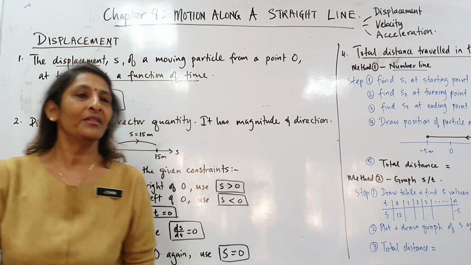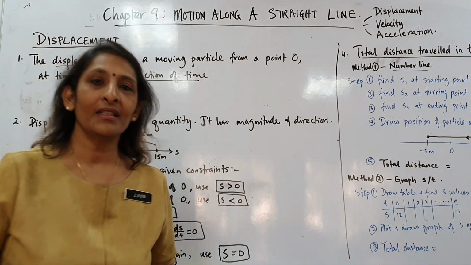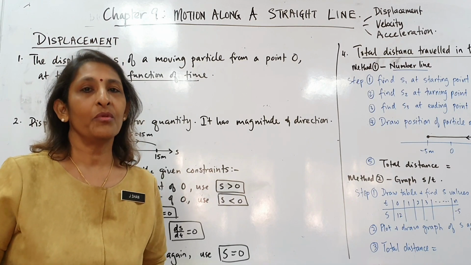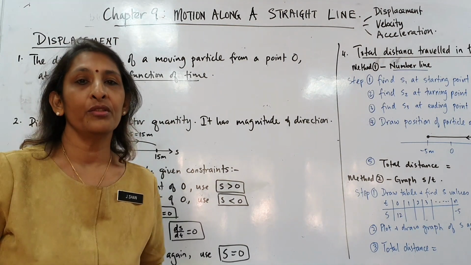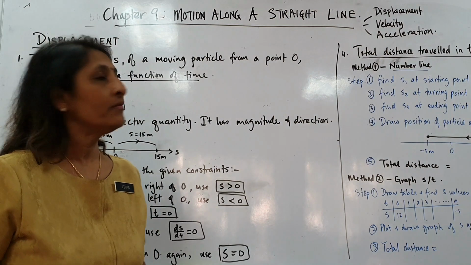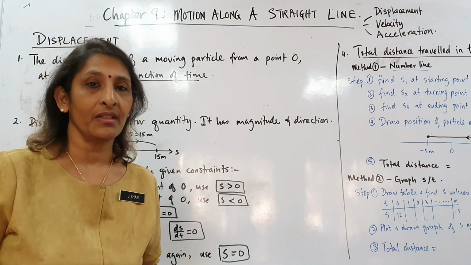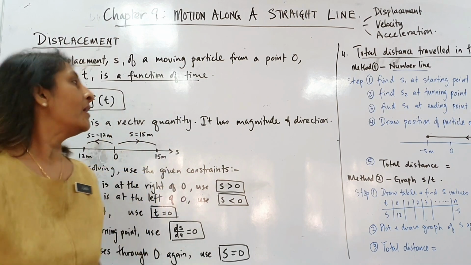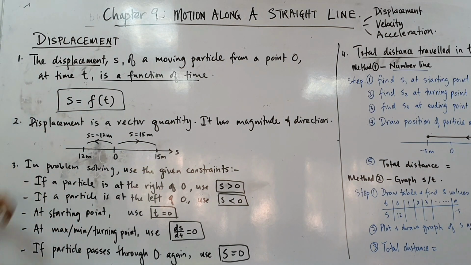Morning class. Today we are going to do a new chapter, chapter 9, motion along a straight line. Motion along a straight line is divided into three parts: displacement, velocity and acceleration. So today we will just do the first one, displacement. Alright, let's look at the notes.